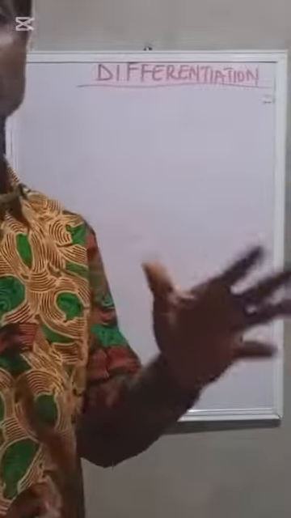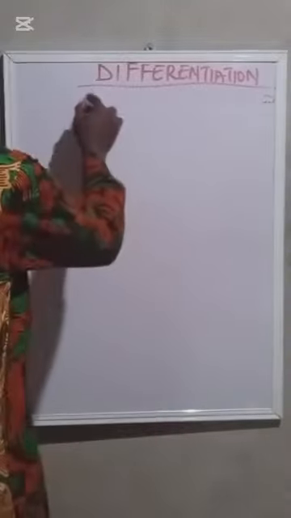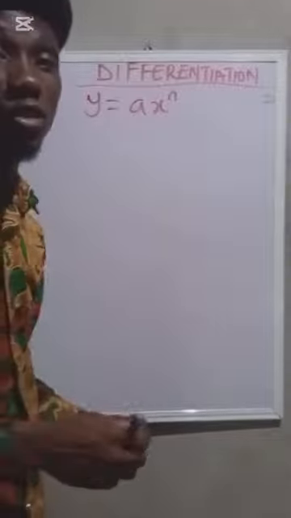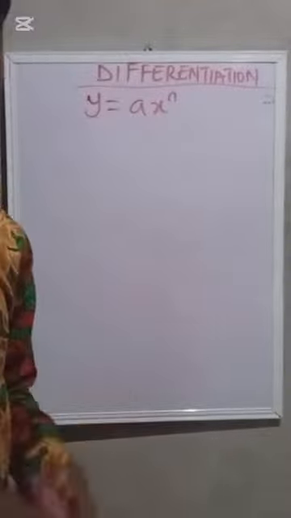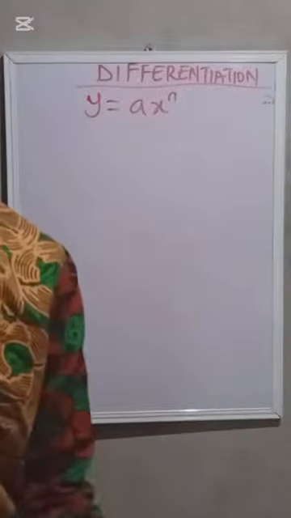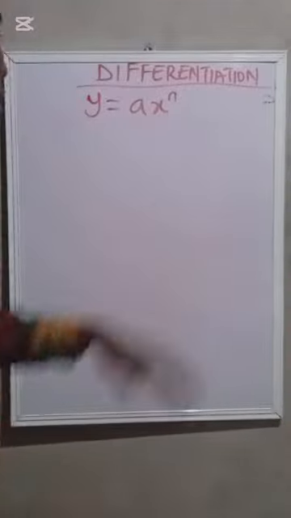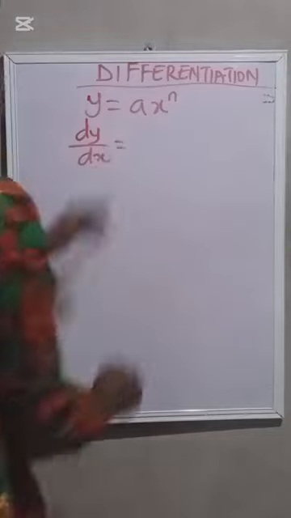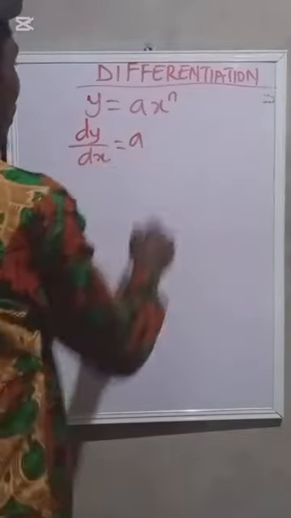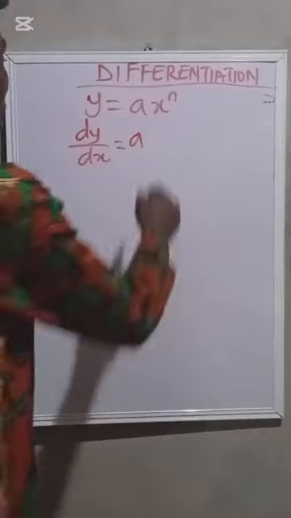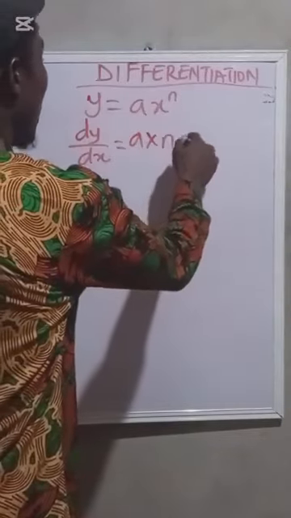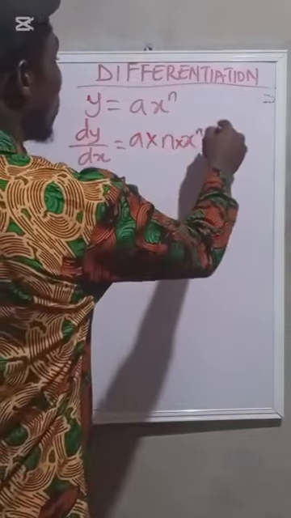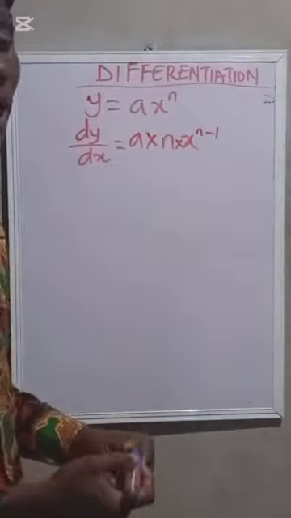A differentiation question is going to look like this: y equals ax to the power of n. This is the way it's going to look. Now, differentiation is what? dy/dx, as we fondly call it. If I am going to differentiate this, this is what it means: dy/dx is equal to a multiplied by this power n, times x, and then subtract 1 from the power. This is what we mean by differentiation.